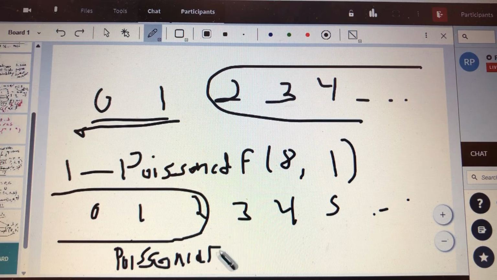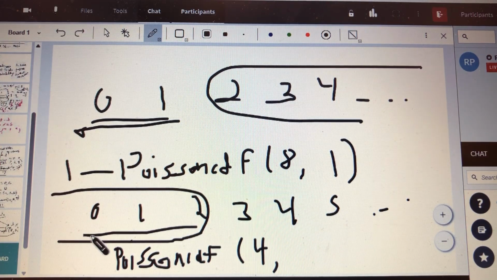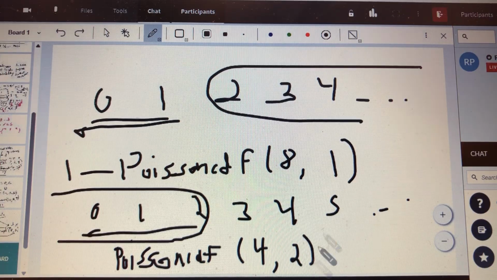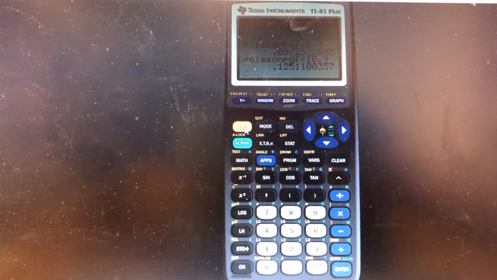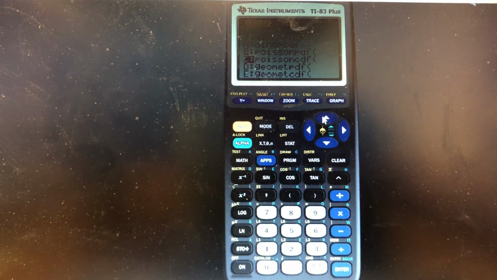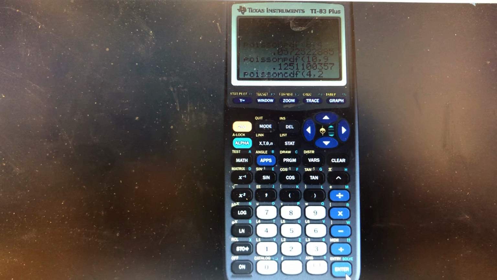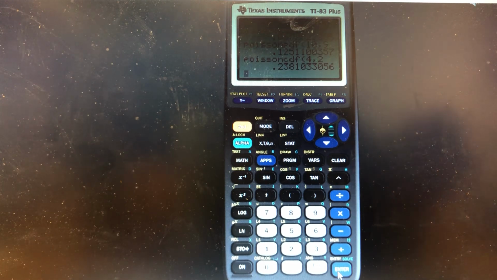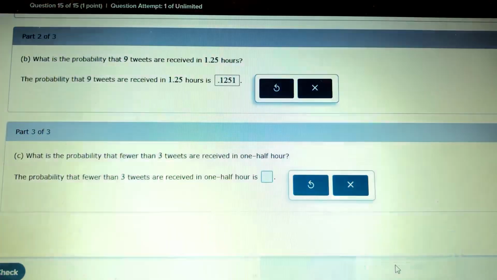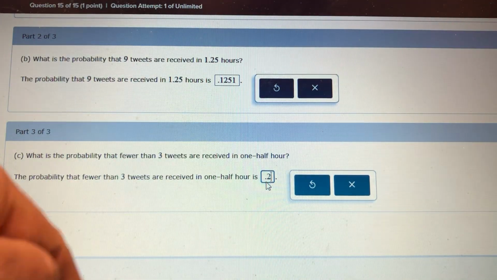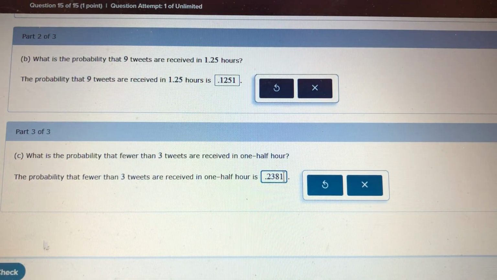The lambda used to be 8 per hour, but now we're at a half hour, so we had to cut that in half. And then I'm doing 2 down to 0, so then you put a 2 here. Poisson CDF. Cut lambda in half to 4, and then fewer than 3 means 2 and down. And there's no 1 minus because I'm doing 2 and down. If it's already going down to 0, you don't put the 1 minus. 2381. This was a good problem to show how the units can change from part to part.